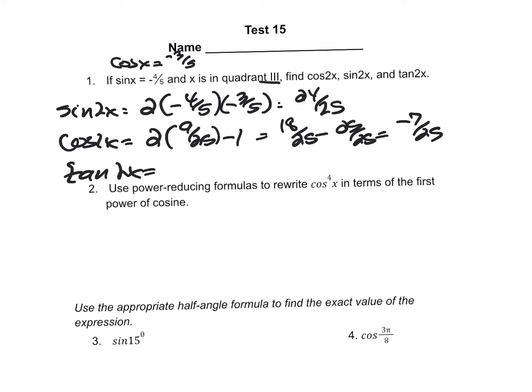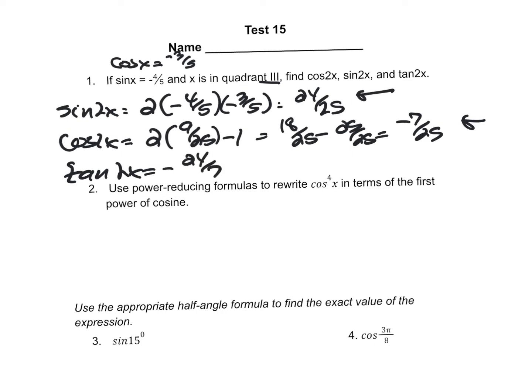Instead of doing the formula for tangent 2x, which is going to take more work, remember tangent is always sine over cosine. So I'm going to put my sine answer over my cosine answer, and the denominators cancel because they're the same. I put a negative sign because it's negative. Negative 24/7. And there's number one.